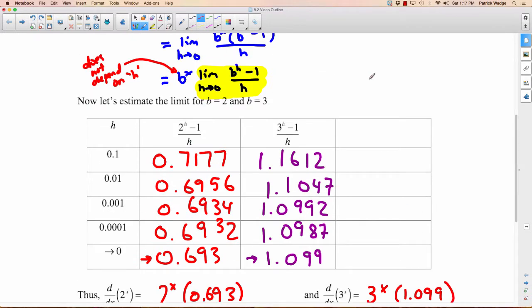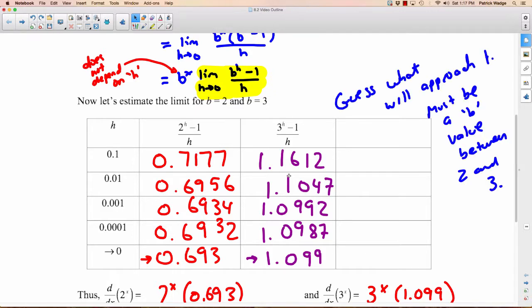And that's what this last column's for. It's for my students to kind of guess what would be the amount for our base to be in order to get the limit to be 1. And obviously it has to be a value between 2 and 3. So I asked my students, guess what will approach 1? It must be a b value between 2 and 3.